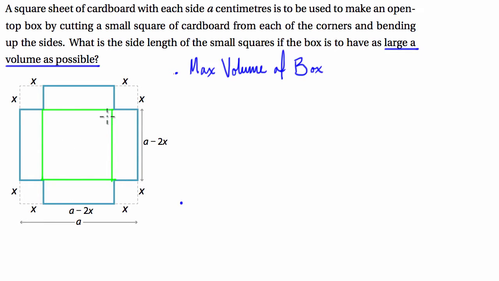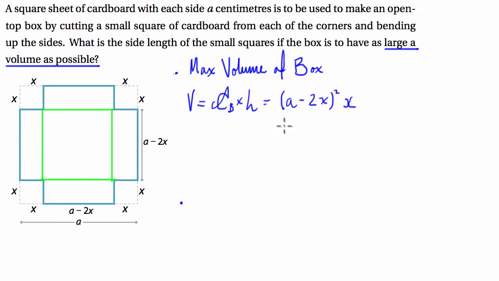So to work out the volume, we're going to have the area of the base times the height. The volume of this box is going to be the area of the base times the height. The area of the base is going to be A minus 2x on both sides, so it's A subtract 2x, all squared. And the height of this box is going to be times x.